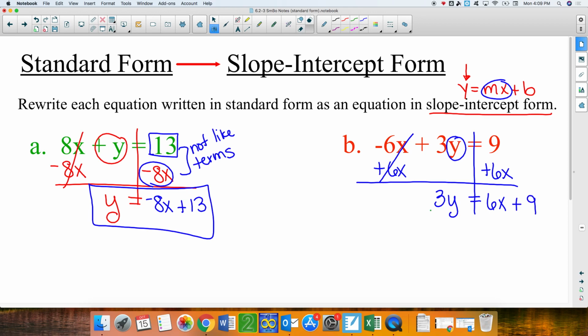Then to solve for y, I need to divide by 3. And I need to divide everything over here by 3. So 3 over 3 is 1y equals 6 divided by 3 is 2, and then my x, plus 9 divided by 3 is 3. There's my equation in slope-intercept form where I've solved for y.